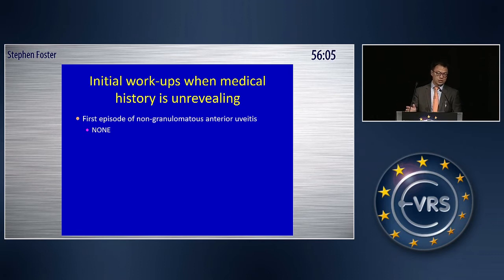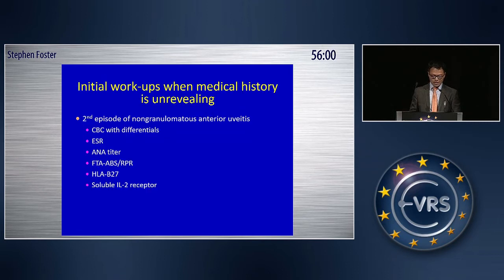You can just let them go, treat them with steroids, and keep your fingers crossed, hoping that it never comes back again. Now, if it's a second episode of non-granulomatous anterior uveitis and their history is completely negative, then these are the things that we usually get. CBC, sed rate, ANA titer, FTA-ABS, and RPR. Syphilis is always a possibility in uveitis, so you have to rule that out. And HLA-B27. The interleukin-2 receptor is something a little newer, and we've been doing that a lot in our office, because when we find that the interleukin-2 receptor is high, that usually tells you it's more likely to be an autoimmune condition.